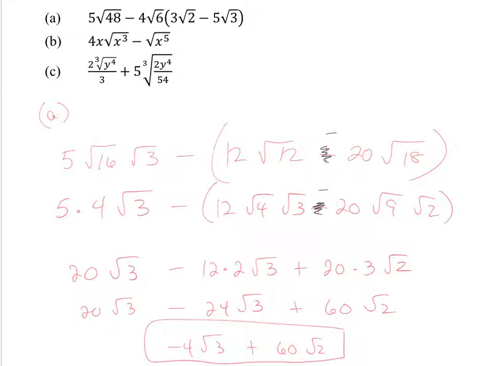So then when I get this minus this, I got 20 root 3's minus 24 root 3's gives me negative 4 root 3's. Does this combine? No, because these are not the same radicand. It's like saying negative 4x plus 60y. You can't combine those two things. Okay? Let's look at part B.